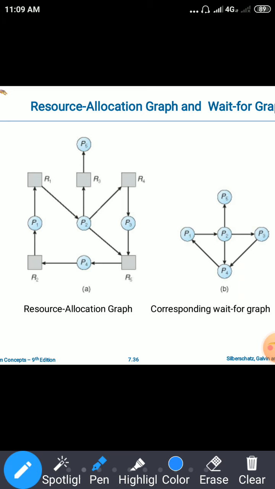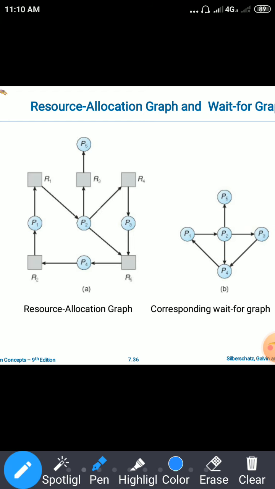So the remaining things are the same. Then how to detect the deadlock? If there exists a cycle in the wait for graph, then we say that there is a chance of deadlock. Here in the wait for graph you can see that there is a cycle from P1 to P2, P3, P4 and P1. So a cycle exists between P1, P2, P3, P4 and P1, and one more cycle between P1, P2, P4 and P1.